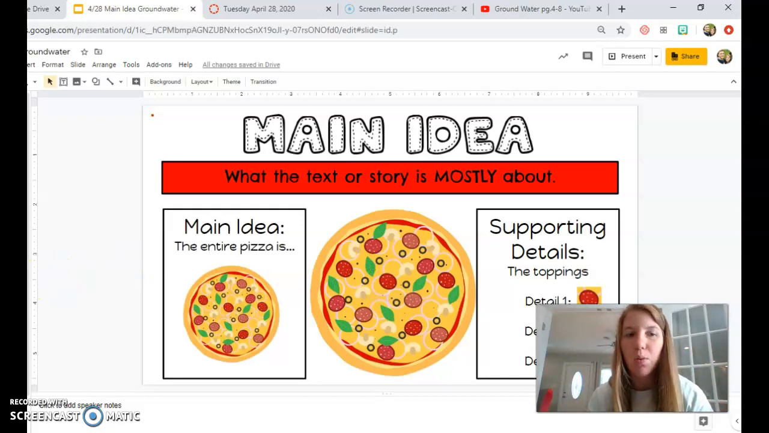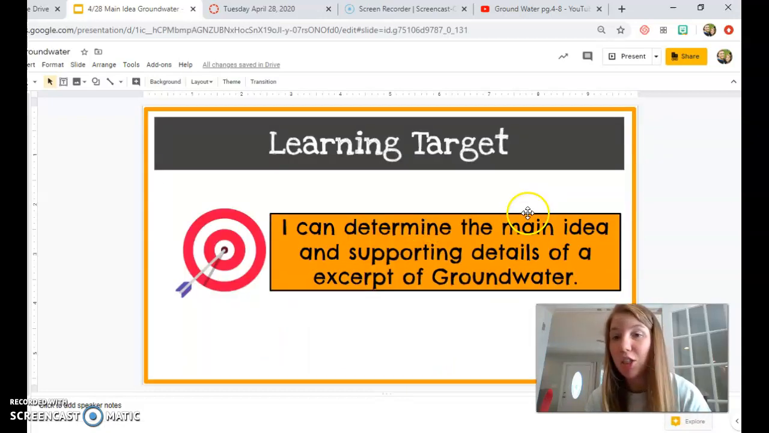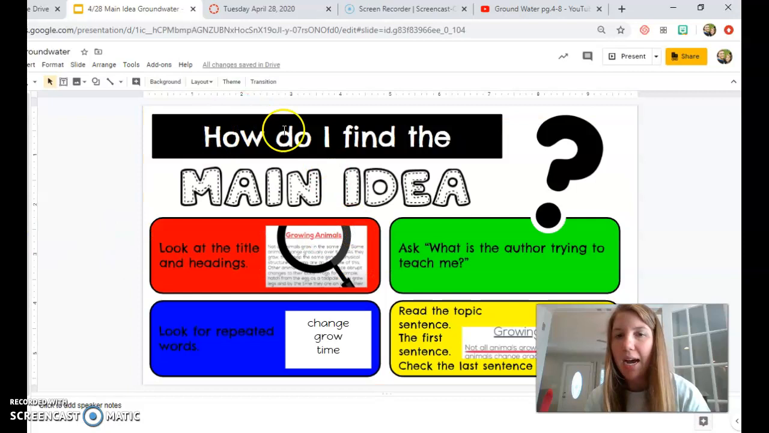Okay? So I have 4 strategies for us today that are going to help us to determine the main idea. Remember, by the end of the day, we need to determine the main idea of some text of a story called Groundwater. So let's see. How do I find the main idea? So I'm just going to go through this quickly and then we're going to practice one.